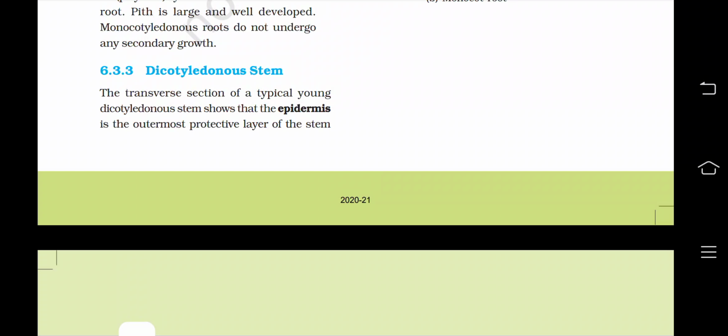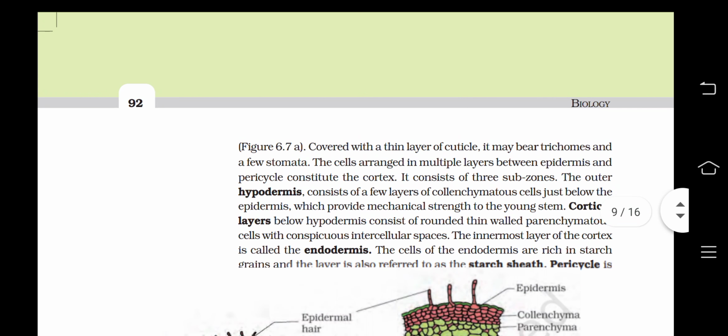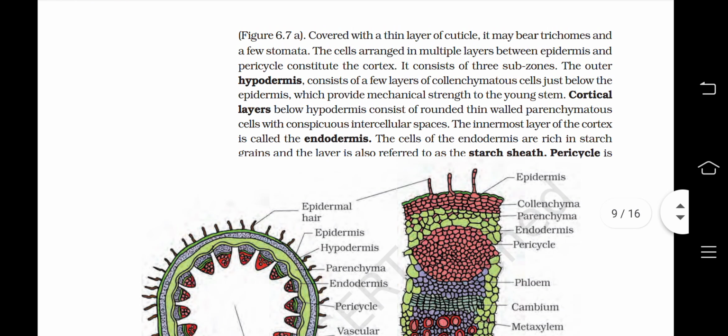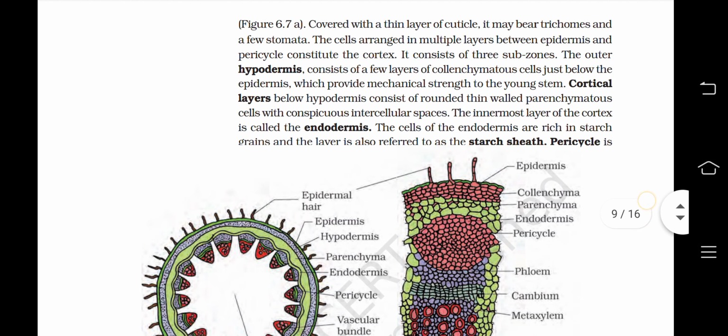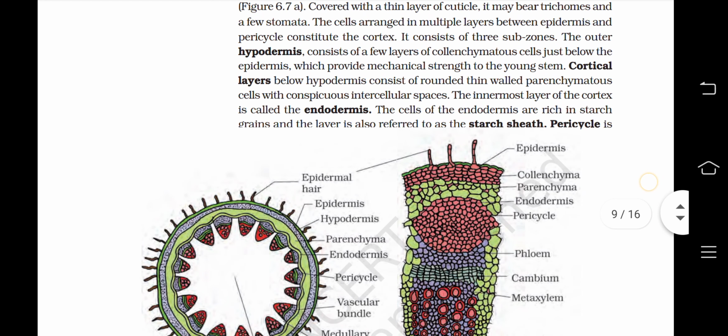The transverse section of a typical young dicotyledonous stem shows that the epidermis is the outermost protective layer of the stem, Figure 6.7a. Covered with a thin layer of cuticle, it may bear trichomes and few stomata. The cells arranged in multiple layers between epidermis and pericycle constitute the cortex. It consists of three subzones.